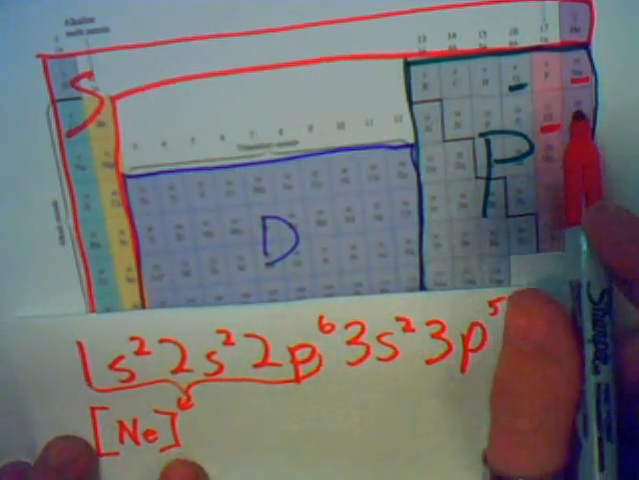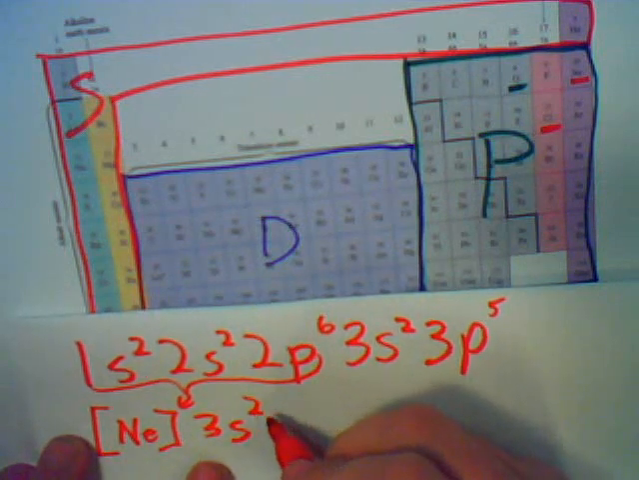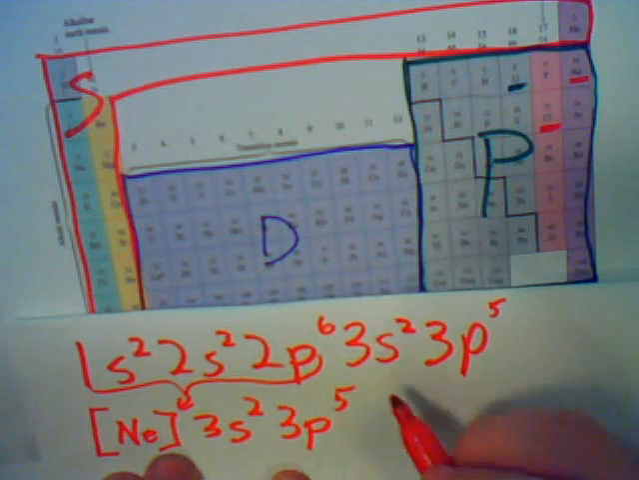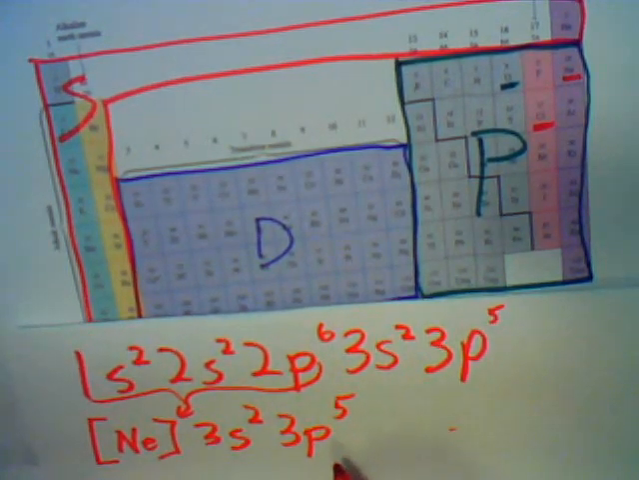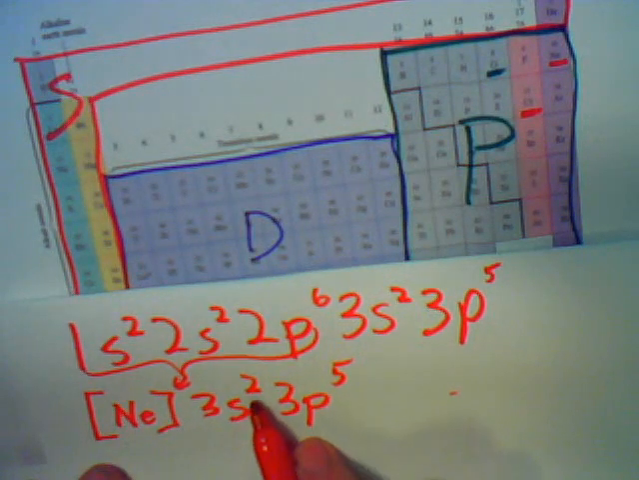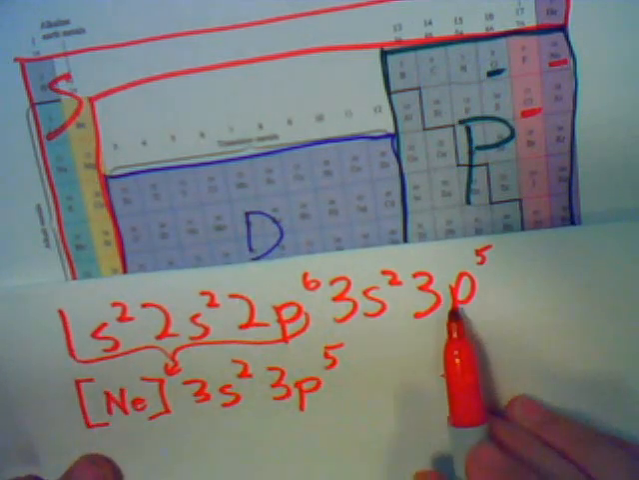So from there, you'd go third row, S block, 2 electrons. Third row, P block, 5 electrons. So these are exactly the same, just written a little differently. So you would read this as neon base, 3s2, 3p5, and that's a lot easier than reading that all out.